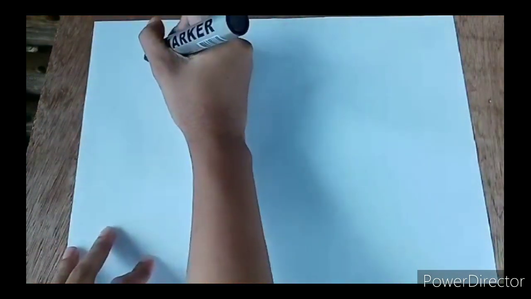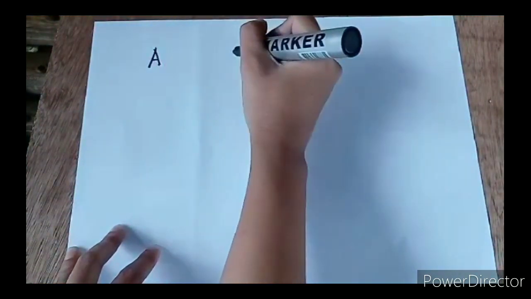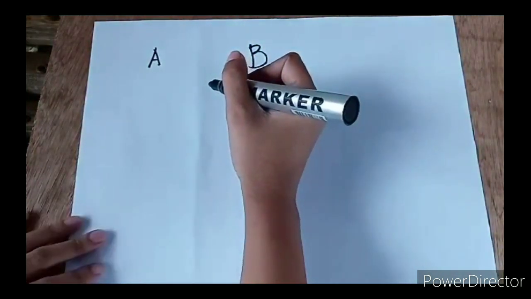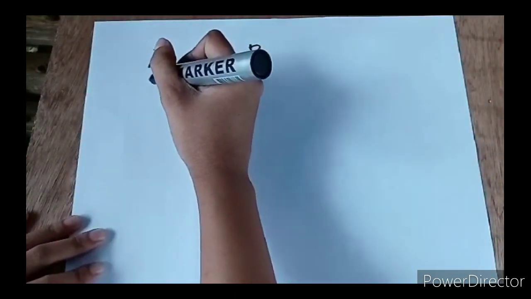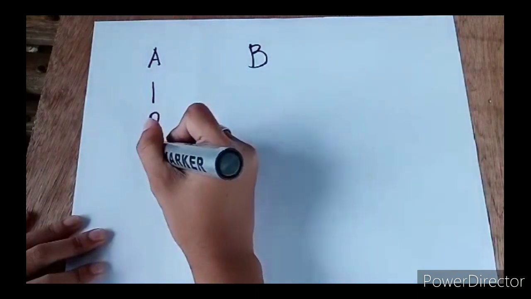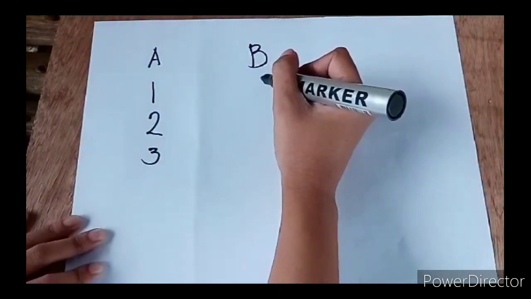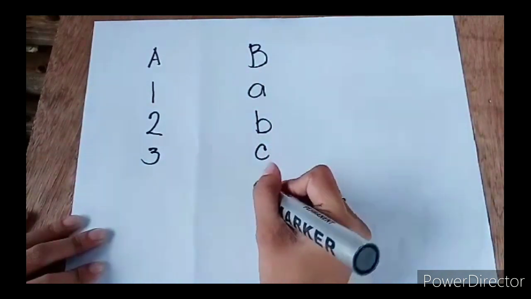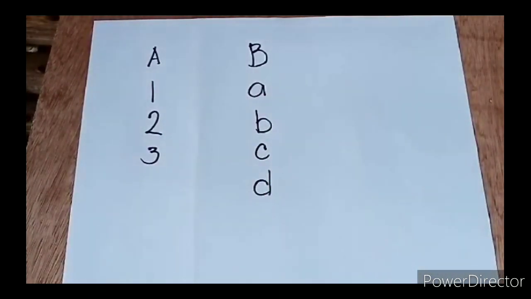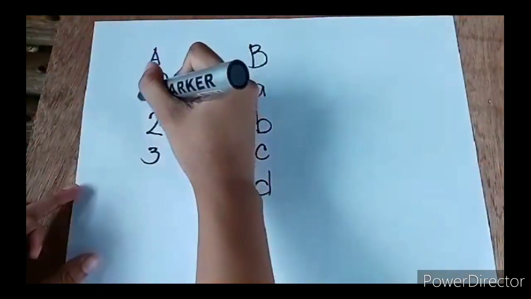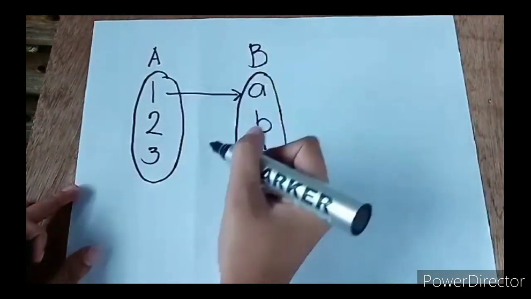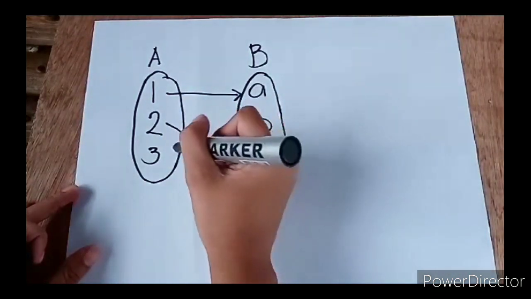For example, we have set A and set B. Let's just say that set A consists of the numbers 1, 2, 3, and set B consists of the letters A, B, C, and D. 1 is to A, 2 is to D, and 3 is to B.